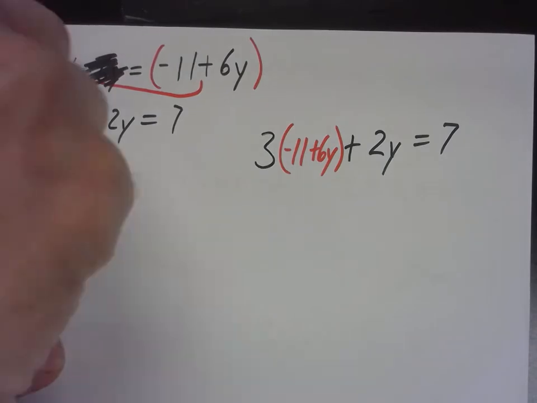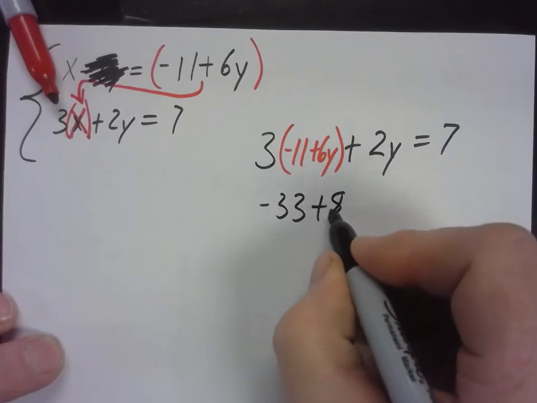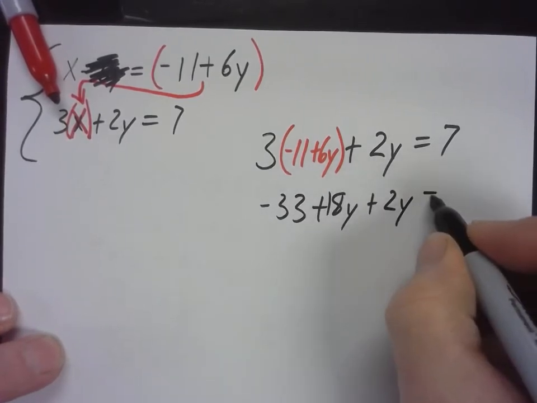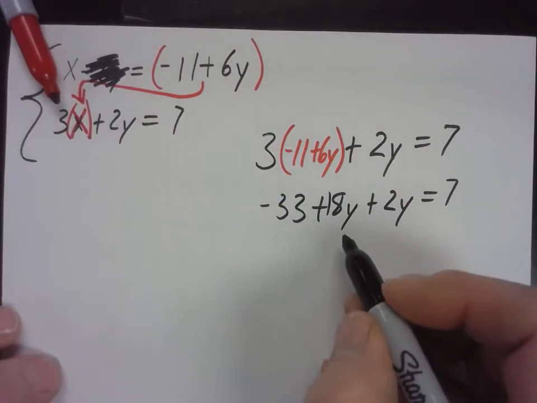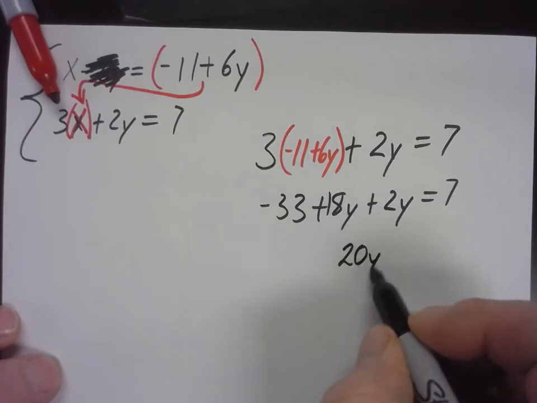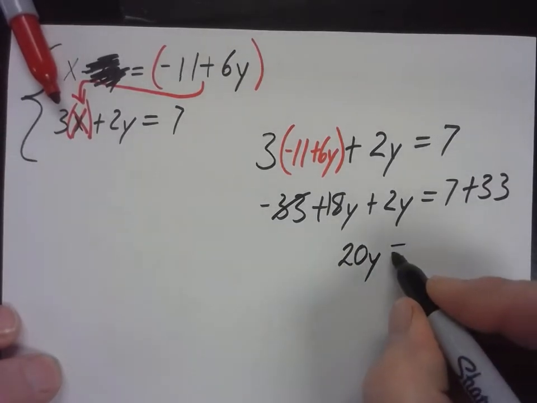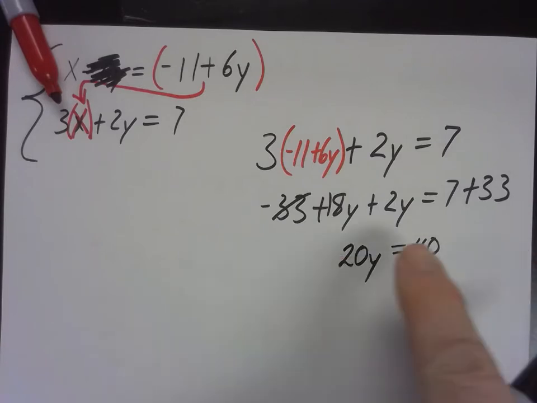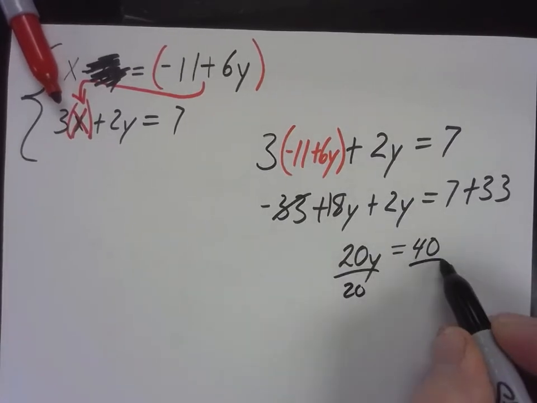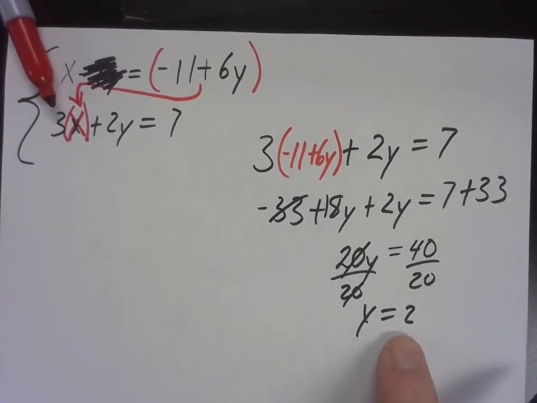Should we do it? So -33 plus 18y plus 2y equals 7. Now, you guys are big boys and girls now, so I'm going to add my like terms. And I'm going to add 33 to both sides. Do y'all understand what I did solving the equation? I didn't show all the little tiny steps, but I did show my work, didn't I? And I can divide both sides by 20. And y equals 2. And I'm probably on the right track because I got an integer, right?